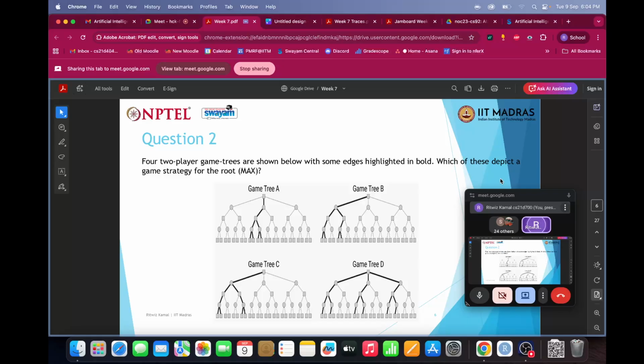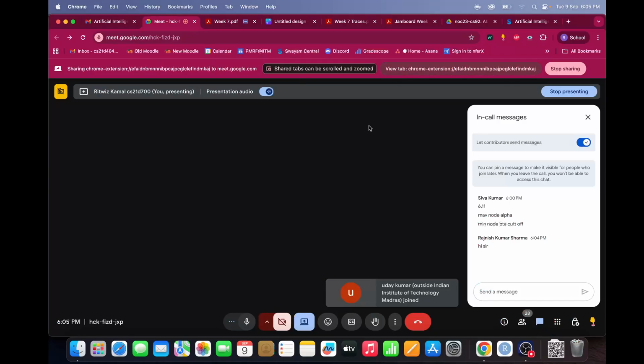Then you have to select each node's children differently depending on whether it is a max node or a min node. The usually accepted strategy that we follow in such game trees is that for a max node we select one of its children, and for a min node we select all of its children. With that in mind, which of these game trees do you think depict proper game strategies for the root node?